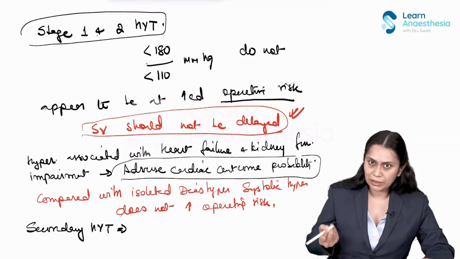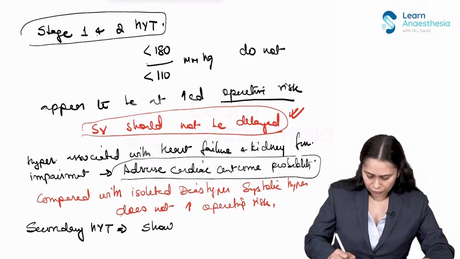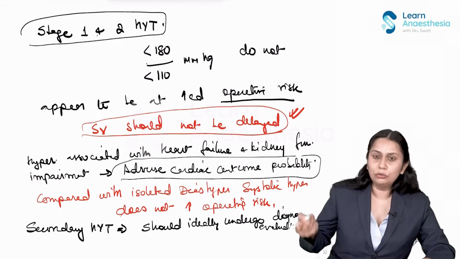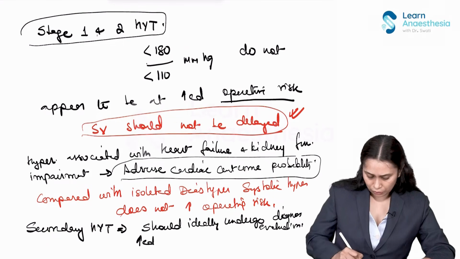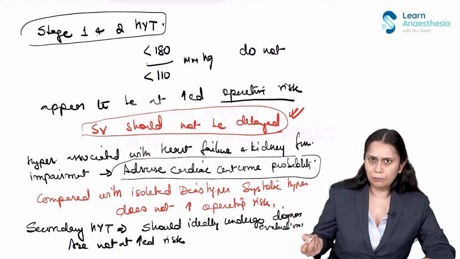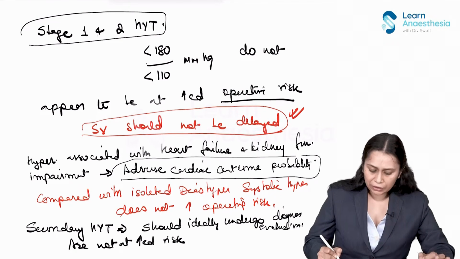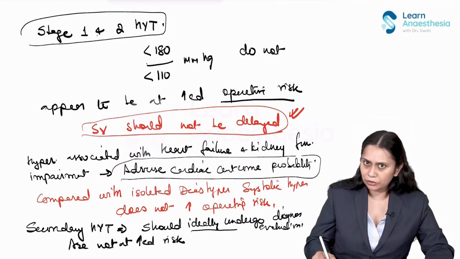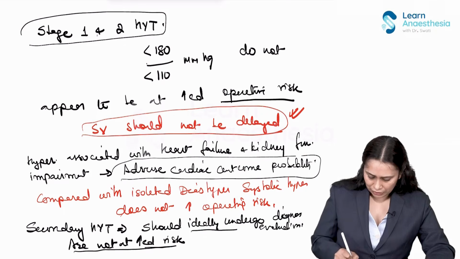Now, patients with suspected secondary hypertension should ideally undergo diagnostic evaluation. They are not at increased risk as compared to primary hypertension. We only need to see that their electrolytes, their kidney function, etc. are normal. So they should ideally undergo diagnostic evaluation, but they are not at increased risk.